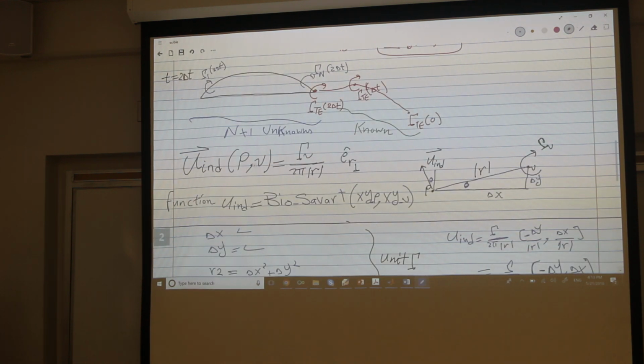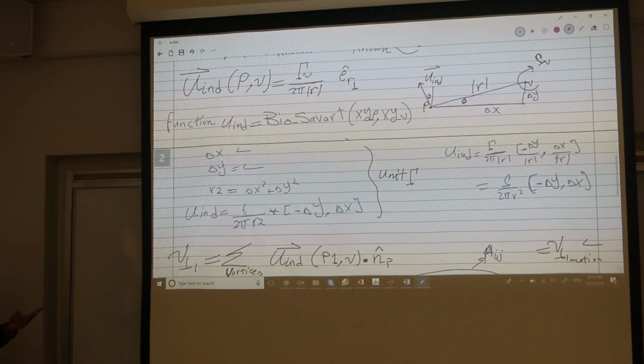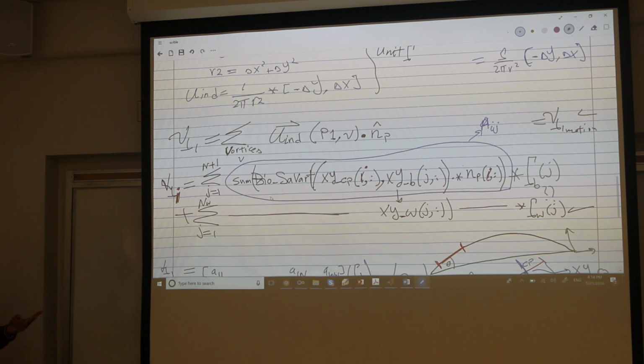We get the effect of a single vortex on a single point by this function, biot-savart of R. It takes two coordinates and gives you two components for the induced U. Now if I want the V normal at point I, it's from the summation of all vortices in the bound. The bound runs from j equal 1 to n plus 1. These are known from the beginning. It's your mesh. You decide, I'm going to divide my wing into 40 panels, so n is known. N wake at the beginning is 0, but then it increases as the time simulation goes.